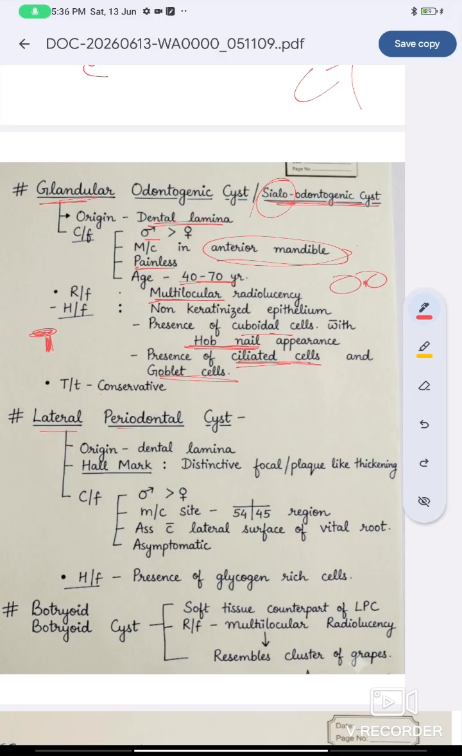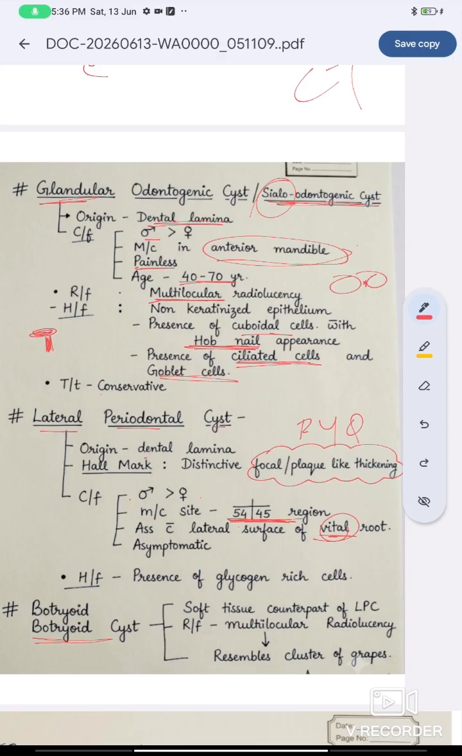Moving to the lateral periodontal cyst. Its origin is again from the dental lamina. Hallmark is distinctive focal plaque-like thickening. This is again a PYQ. More common in males than females. Most commonly seen in the lower bicuspid region, associated with the lateral surface of a vital tooth. How do you differentiate it from a radicular cyst? Radicular cyst is always associated with a non-vital tooth. However, the lateral periodontal cyst is associated with a vital tooth. Then it is again asymptomatic.